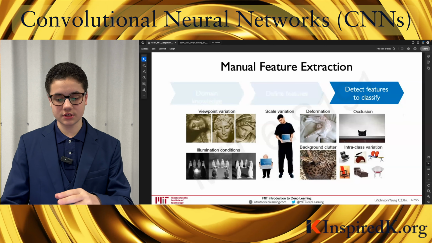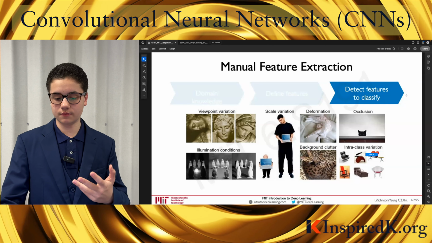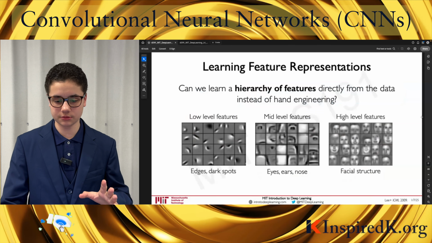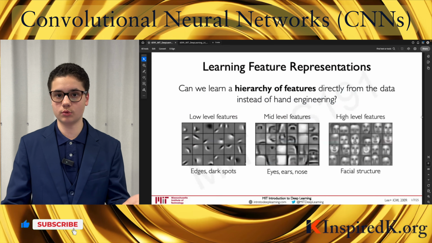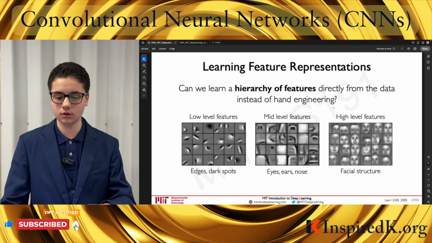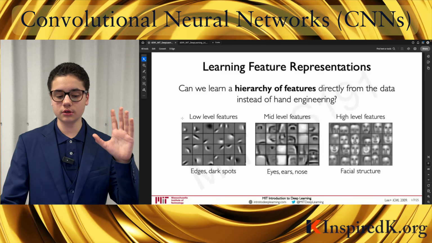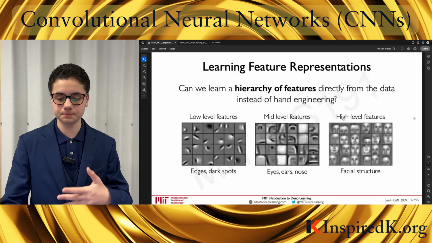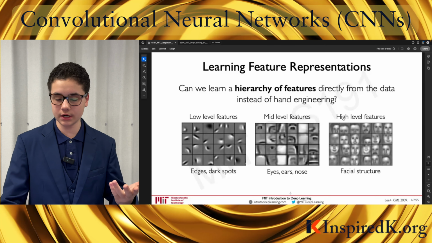So we can see that the main problem here is defining the features and having the detecting of those features for classification. And that is where the convolutional neural network architecture as well as other architectures come in. This allows us to learn different features from an image, starting at a low level, going to a high level, instead of manually defining them.